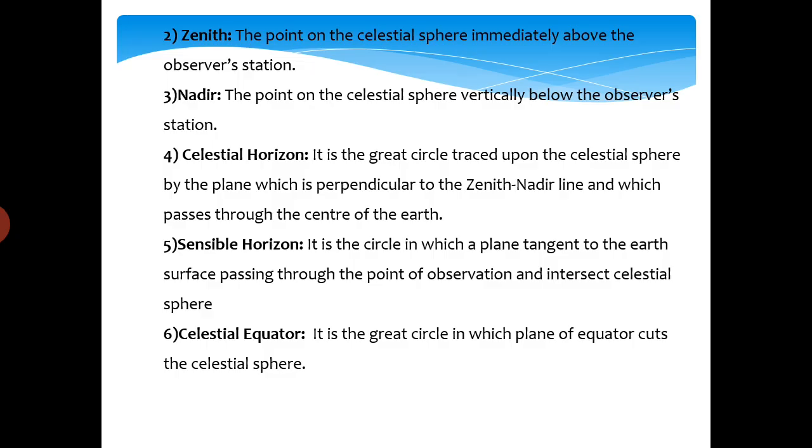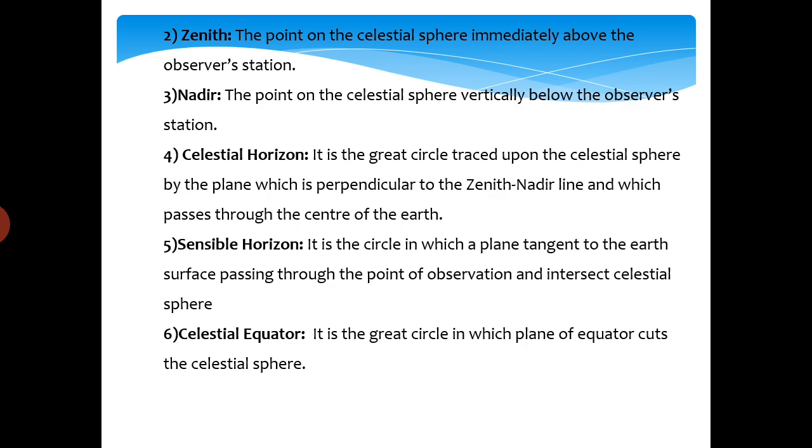Next, nadir, the point on the celestial sphere vertically below the observer station. Zenith is the point above and nadir is the point below the observer, and these are points lying on the celestial sphere, right? Next term is celestial horizon.